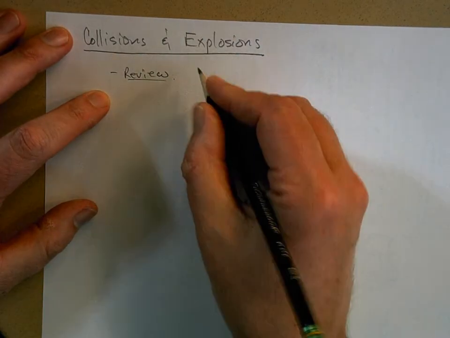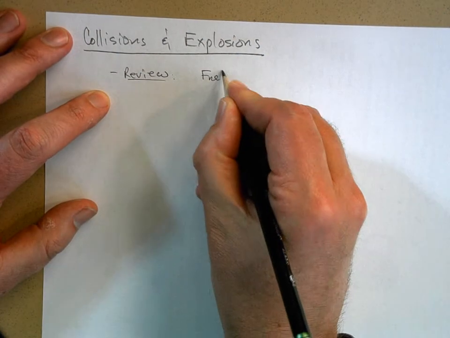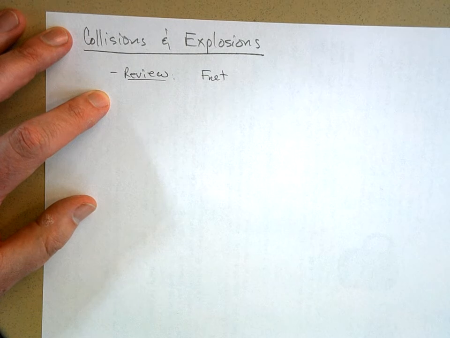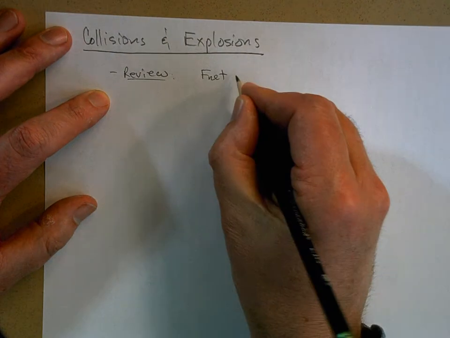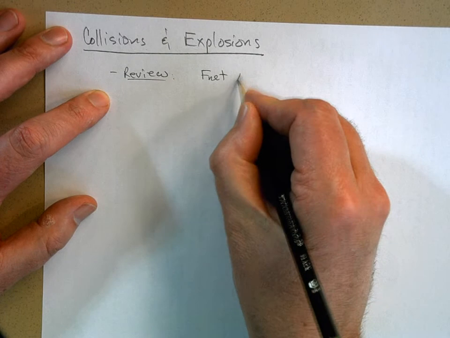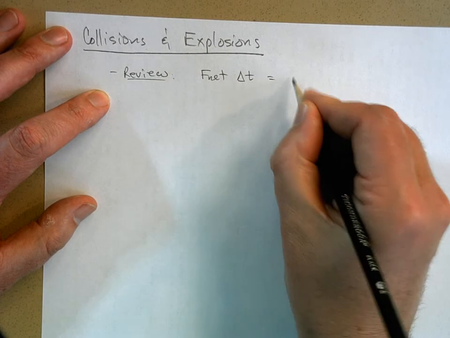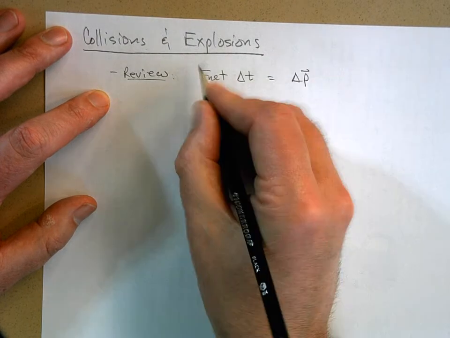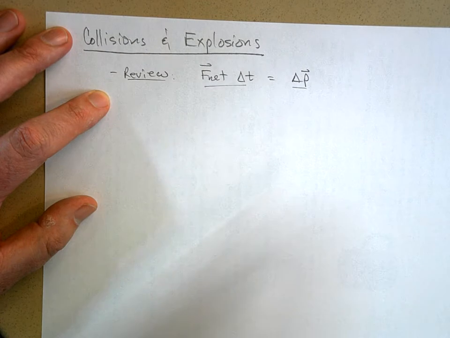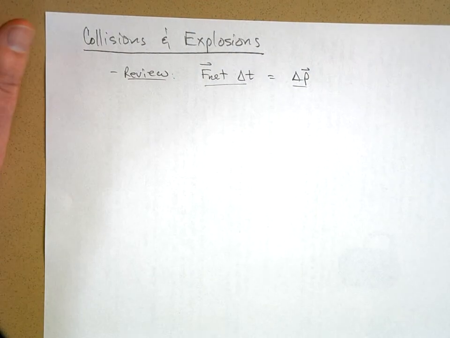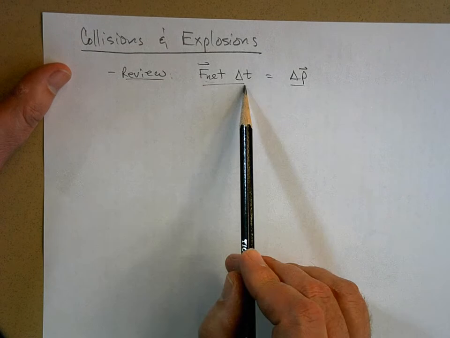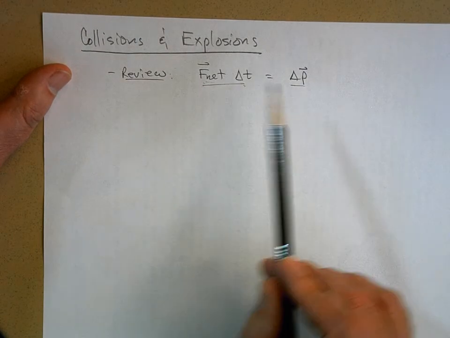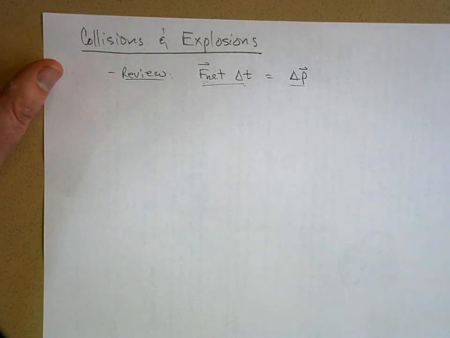We'll start off with just the review with the idea that the net force times time equals the change in momentum of an object. This is the impulse momentum theorem. That's kind of where we left off last time. This is the impulse. If you apply an impulse to an object, that will be equal to the change in momentum of the object.